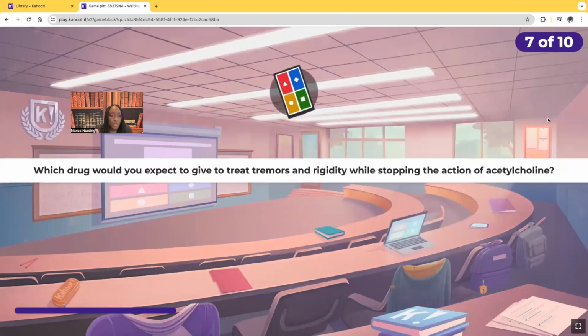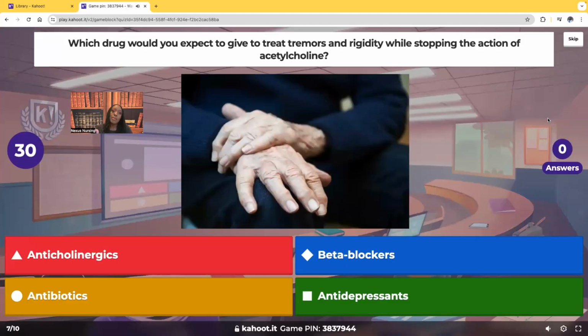All right, which drug would you expect to give to treat tremors and rigidity while stopping the action of acetylcholine? Remember, guys, I told you that one of the issues with Parkinson's is that dopamine and acetylcholine imbalance. So which drug would you expect to treat the tremors and rigidity because of this? Here are your choices: anticholinergics, beta blockers, antibiotics, or antidepressants. What drug class would you expect to give?